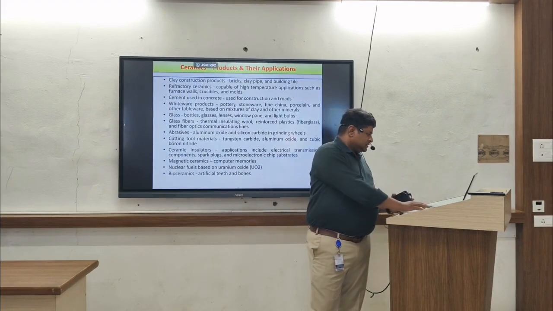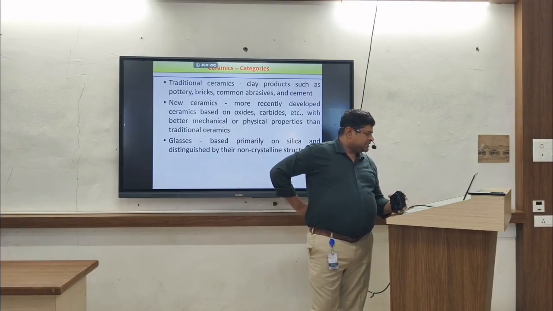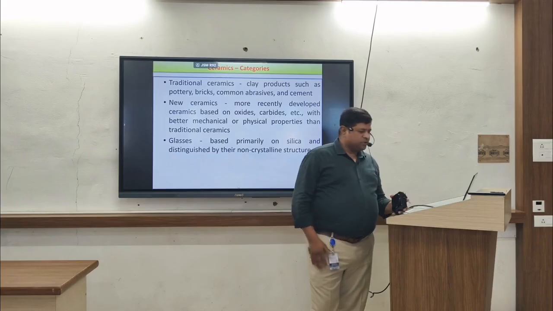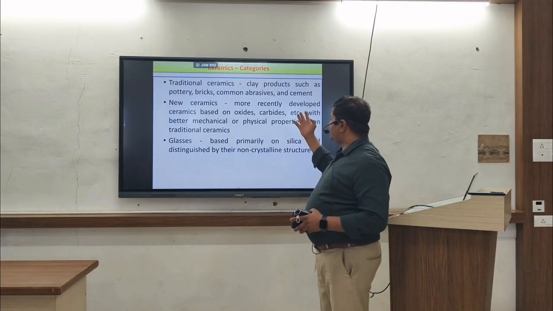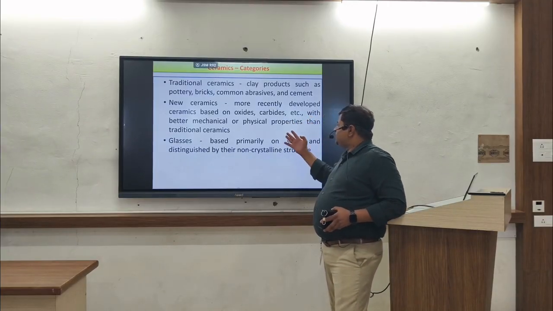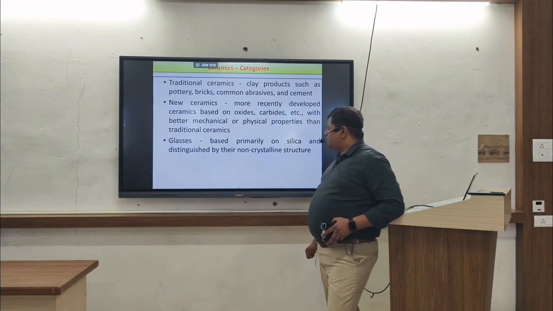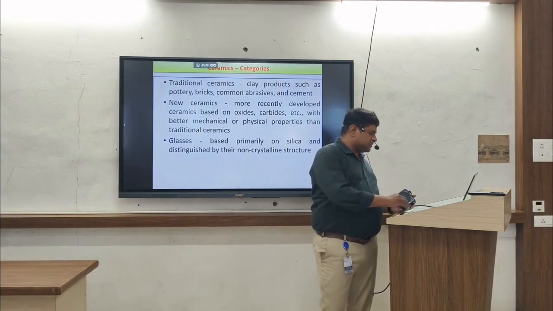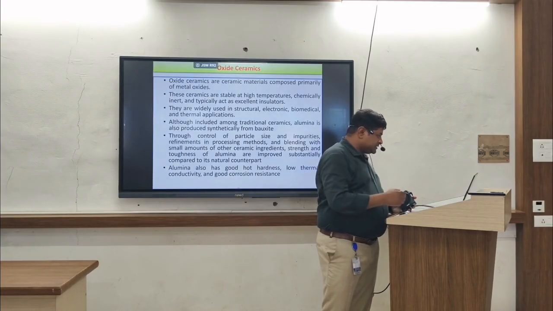ठीक आहे. Then bioceramics are also there, artificial teeth and bones. Here are some categories of the ceramics. Traditional ceramics, new ceramics and glasses. So traditional ceramics comes under the category like clay products such as pottery, bricks, common abrasive and cements. New products that more recently developed like oxides, carbides with better mechanical and physical properties. And some glasses are there, can be based primarily on the silica and distinguished by their non-crystalline structure. So glasses are also coming under the category of ceramics. Here you can see the oxide ceramics.